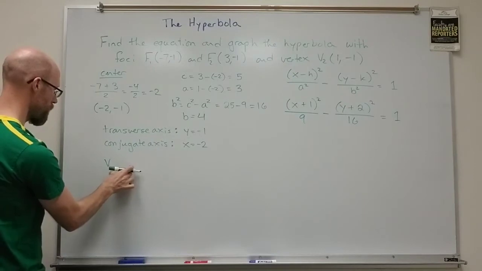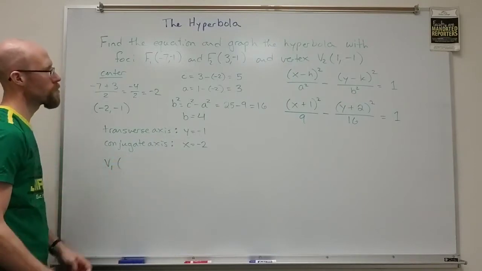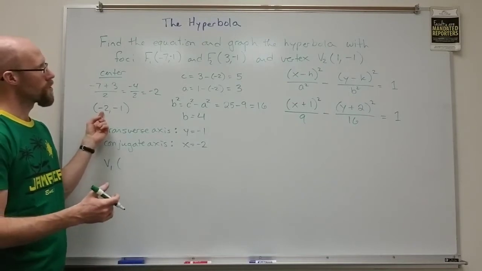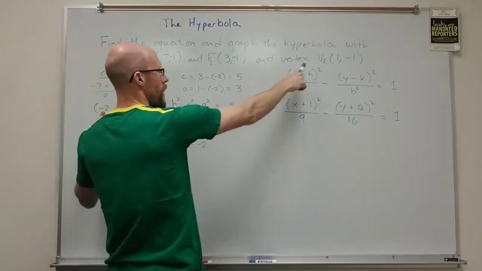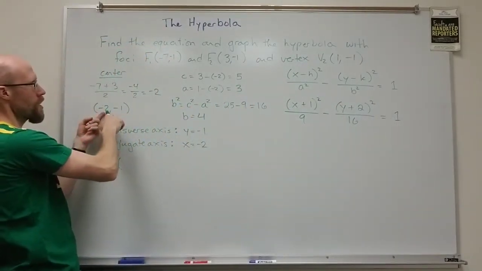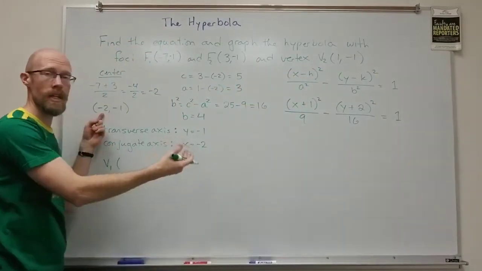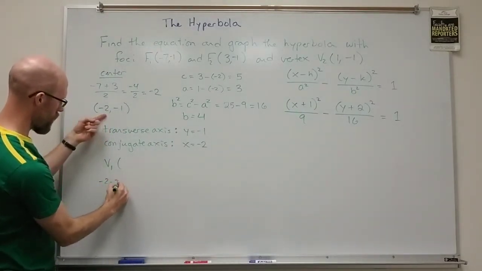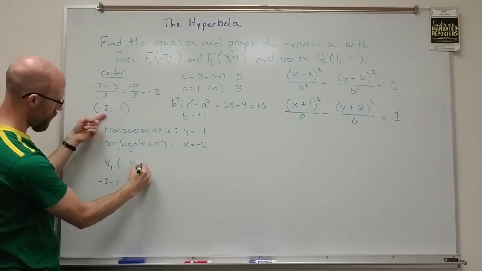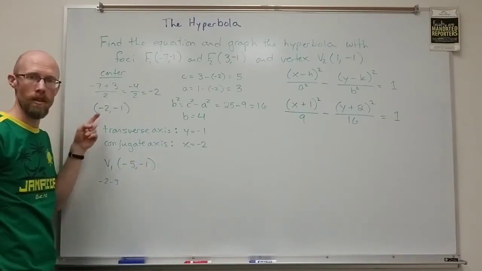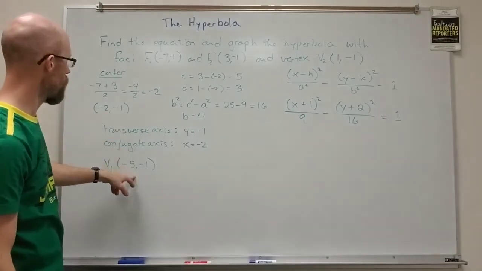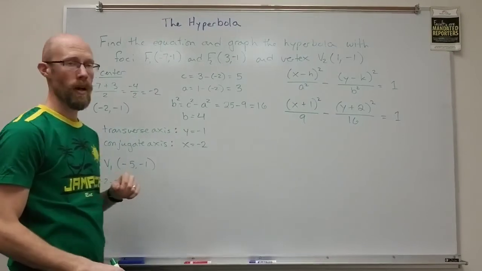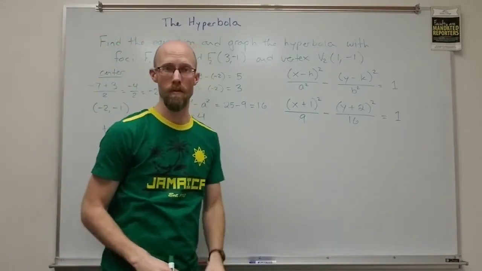V1 is going to be found by starting at the center. Since I would add 3 to the x value to give V2, I need to subtract 3 to give V1. So I'd want -2 minus 3, which gives me -5. So that's at (-5, -1). That's the other vertex. So I've got my center, both vertices, both foci, and both of my axes. What I don't have are the oblique asymptotes.